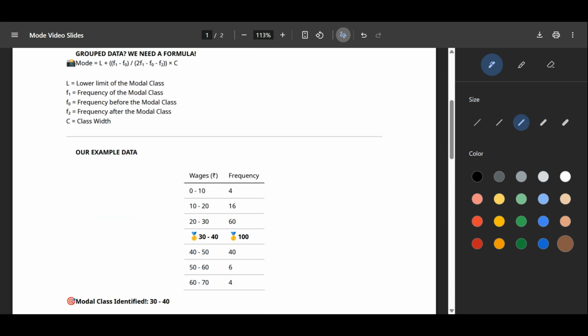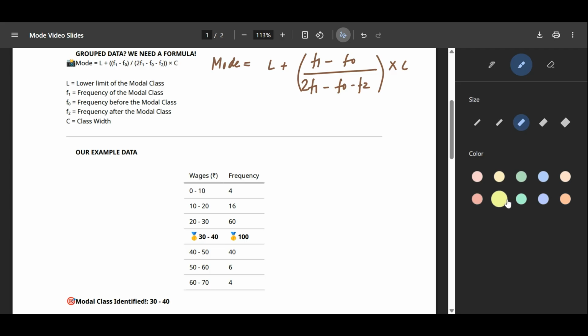When data is grouped into classes, like in a frequency table, we can't just count. We need a formula, and here it is in all its glory. Let me write it properly for you. Mode is equal to L plus F1 minus F0 divided by 2F1 minus F0 minus F2 into C. Don't panic. It looks scarier than it is. Let's break down what these letters mean. I'll be your translator, okay?